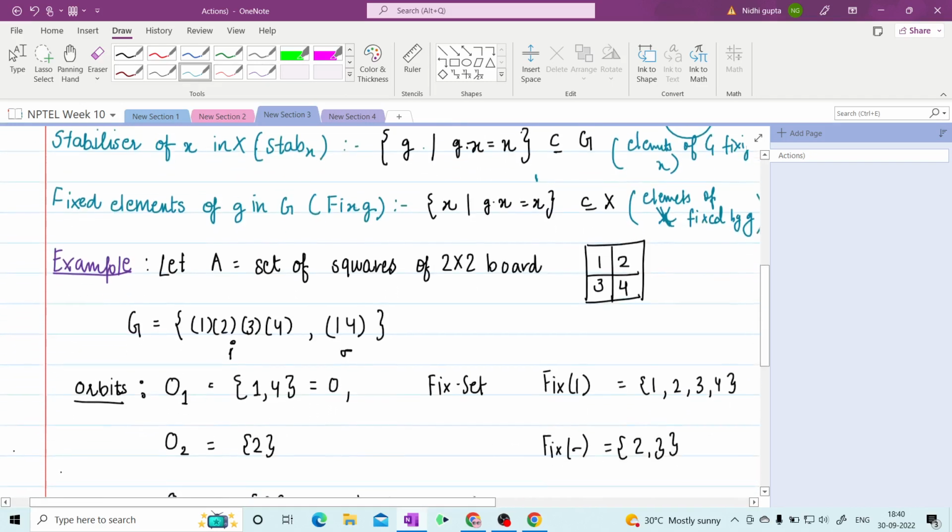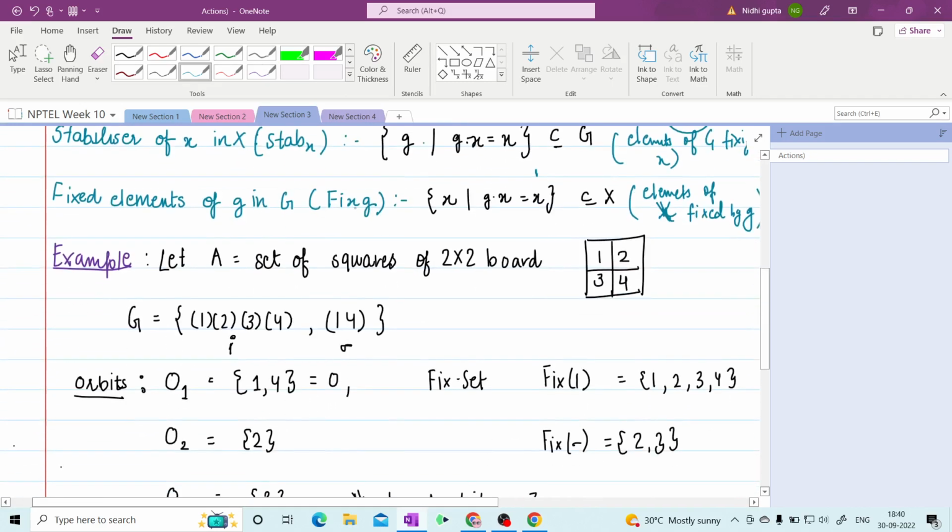Now for example, our set A is the set of squares on a 2x2 board, that is, these are the 4 squares, and the group G comprises two permutations. First is the identity permutation, so how I is acting on A: I dot a is equal to a for all a. And secondly, sigma is the reflection via this diagonal.